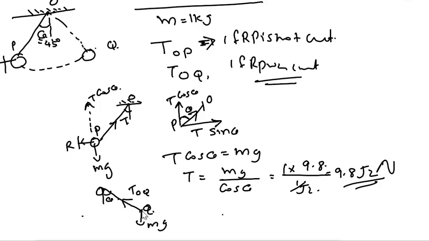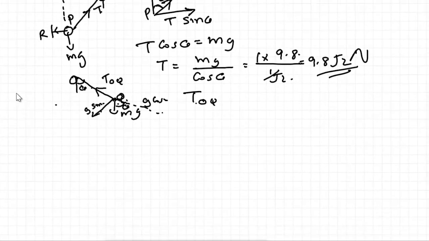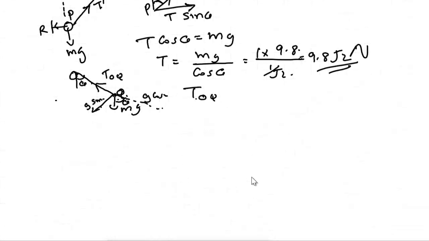I can divide mg into components. So this is the tension which is acting. If this is theta, this also will be equal to theta. That one I can divide it into g cos theta and this is g sin theta. So what will be the force which is opposing TOQ, tension at OQ? How can I write down TOQ equals mg cos theta, right?